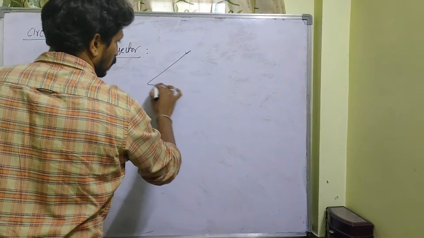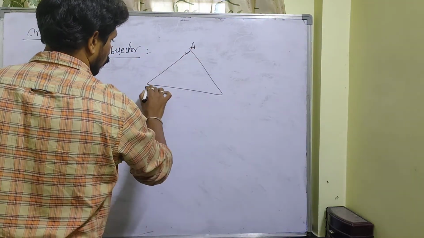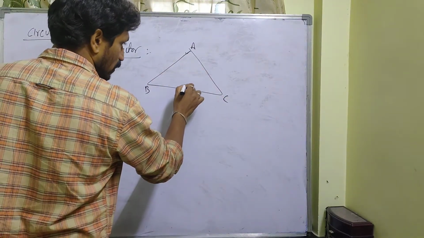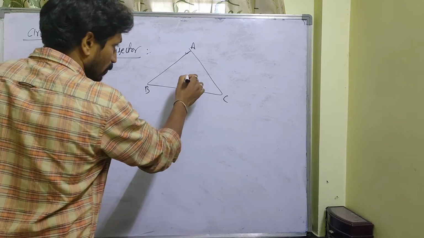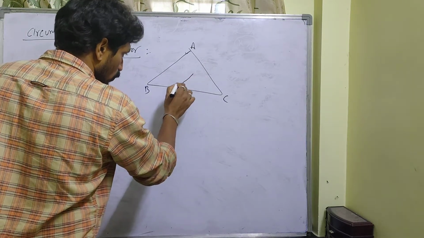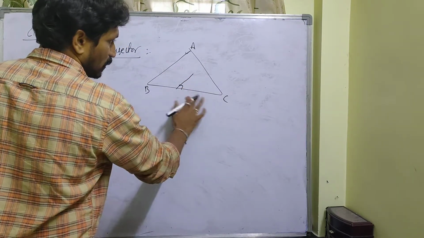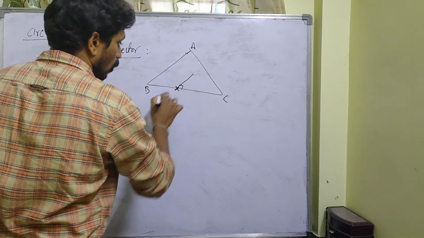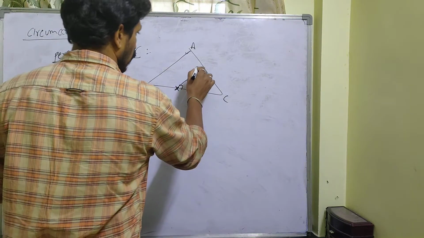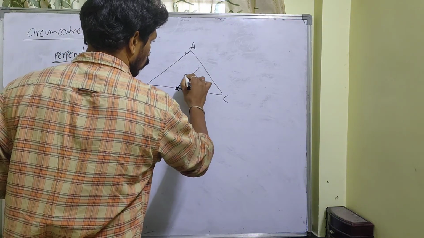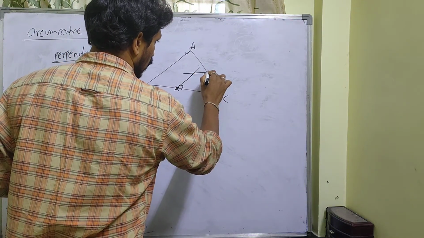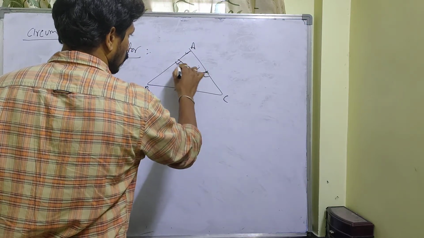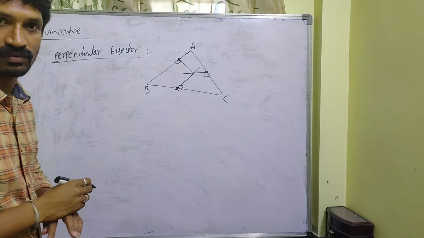See, for suppose, this is the triangle ABC and these are the sides. A perpendicular bisector means that line segment is perpendicular to this side BC, just imagine, and it is passing through the midpoint. Here also you may get one more perpendicular passing through the midpoint, just to understand.